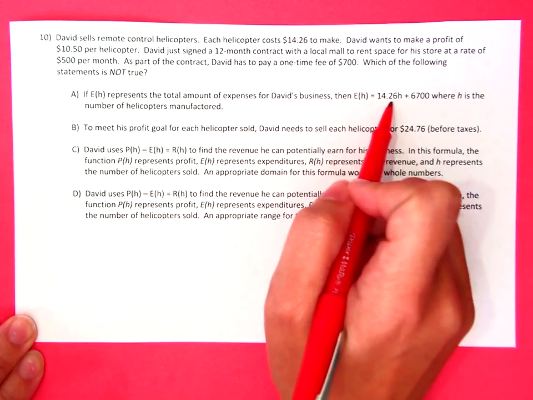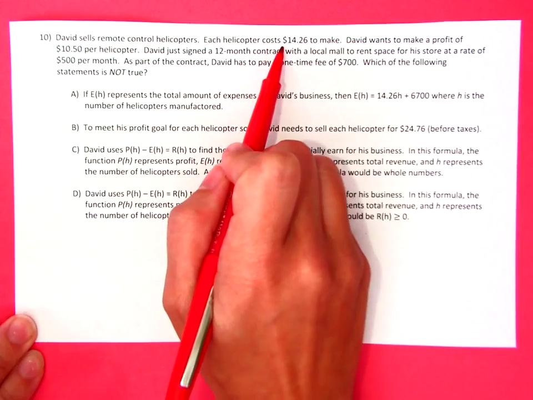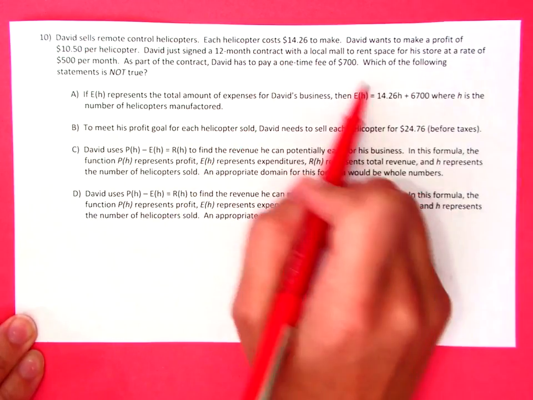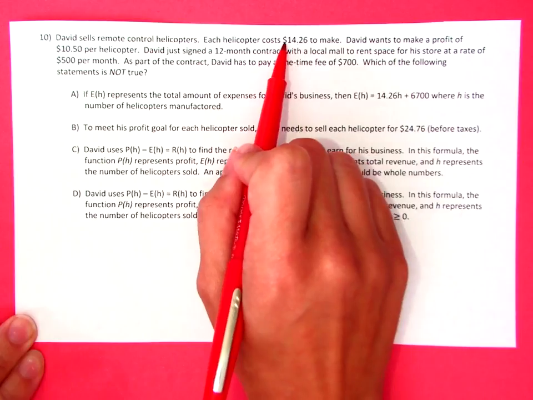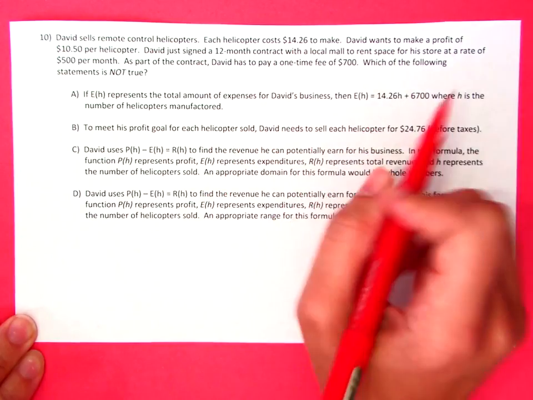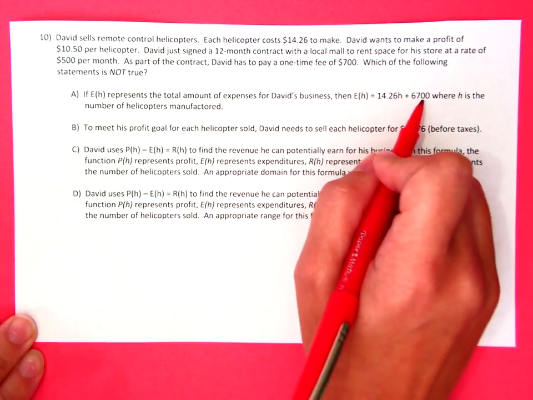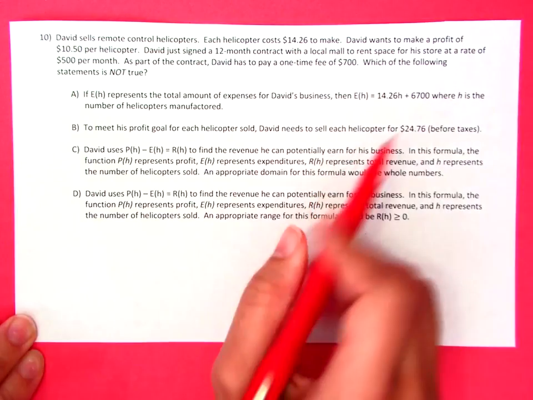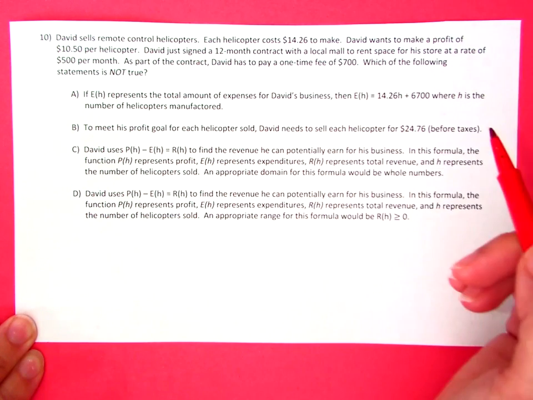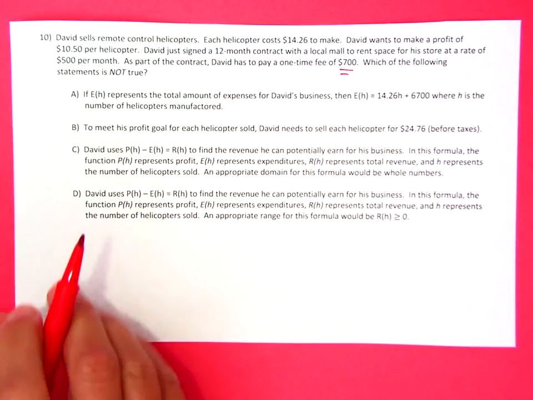Let's see where they're getting this 14.26 from. Well, if you look up here, it says each helicopter costs $14.26 to make. So yeah, that would be an expense. Every single helicopter would be this, so this amount per helicopter. That's okay. Then let's figure out where they got this 6,700 from. Well, I do see a one-time fee of $700.